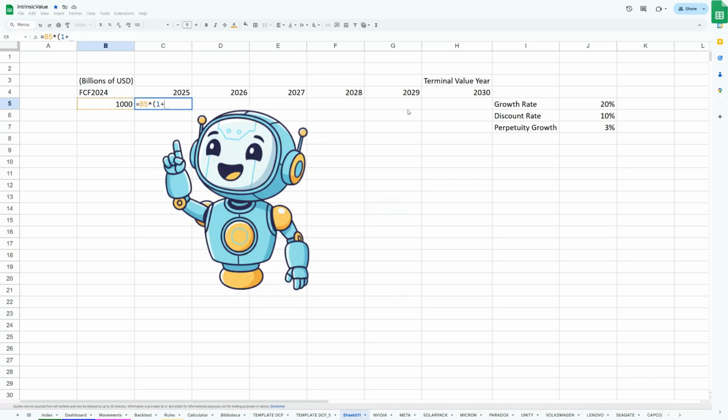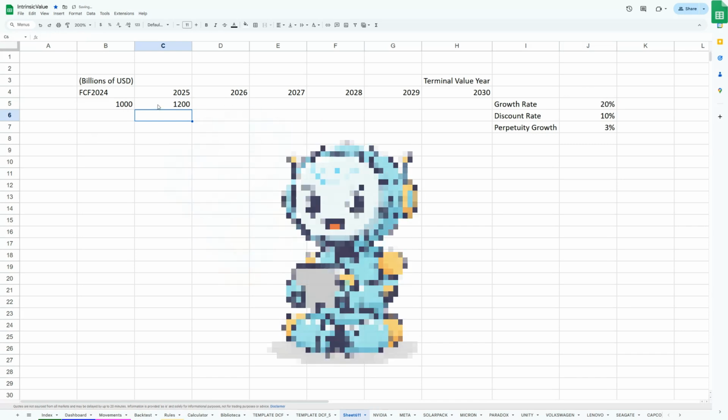Now that we have our growth rate assumption, we can forecast our future free cash flows based on the latest reported one. The formula would be the latest free cash flow in cell B5 times 1 plus the growth rate in cell J5. Since the growth rate value is always in cell J5, we press F4 on the keyboard or place $ signs. The formula will always point to that same cell. And there we have it.